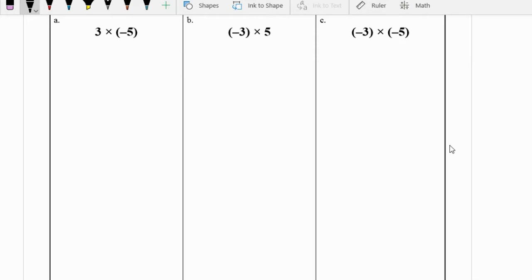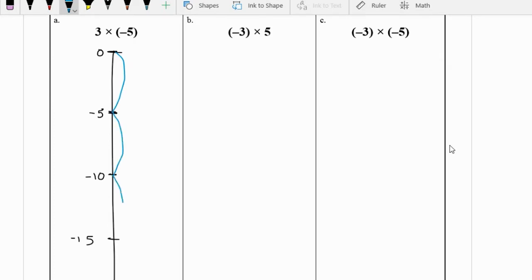What I'm going to do is I'm going to use a vertical number line. So I'm going to say this right here is 0. That right there is -5, -10, -15, and all the way down to the end is -20. Now, if we think about it, if we have 3 groups of -5, we have 1, and then 2, and then 3. So 3 groups of -5 is -15.